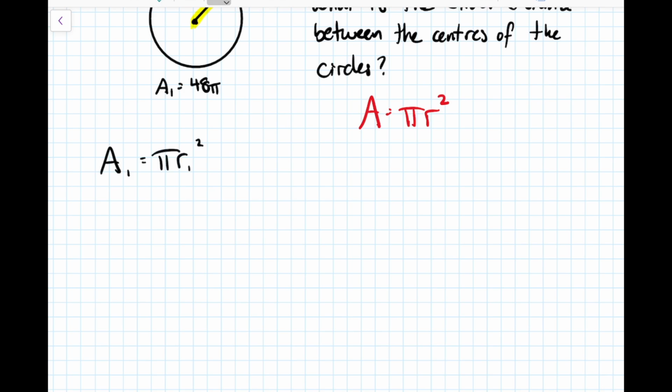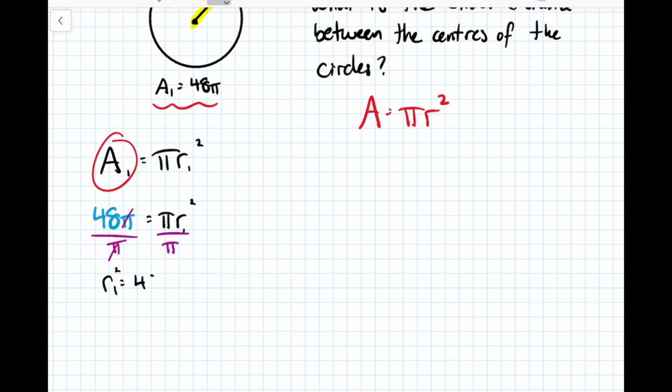But we know what a1 is. That was given to us. That's just this. So if we take that 48 pi and we plug it into our formula here, we get 48 pi equals pi r squared. And we just want to solve this for r. And what we can do here is say, oh, hey, I've got pi on the right. I don't want that. So I'm actually going to divide both sides by pi. But the nice thing about what I gave you is that those pi's are just going to cancel out. And so we end up with r1 squared equals 48.